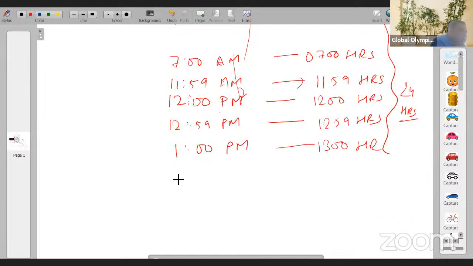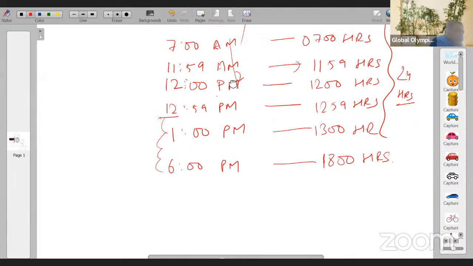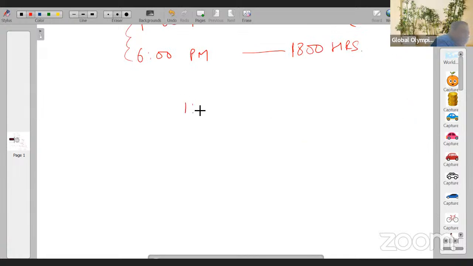So like that, it will keep on going. In the evening, let's say at 6 o'clock, you go to play. At that time, it's 6 PM. Here it will become 12 plus 6. This is 12, and then plus 1, plus 2, like that, plus 6. So 12 plus 6 is 18, and we call it 1800 hours. So this one is a 24-hour clock. You need to understand that 1 PM is 12 plus 1, that is 1300 hours.